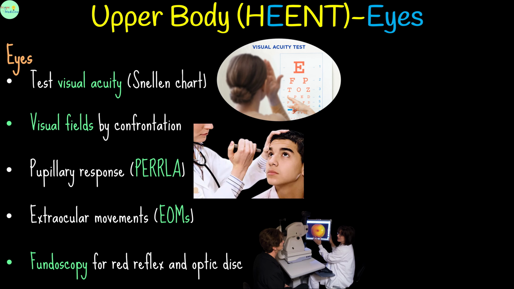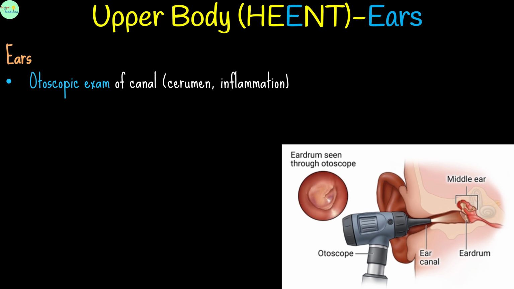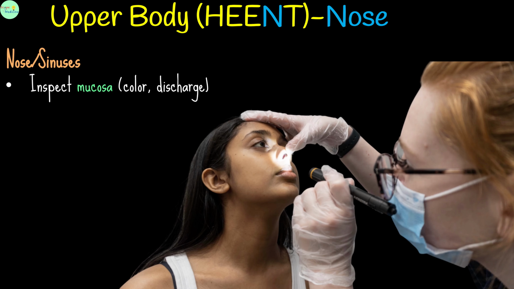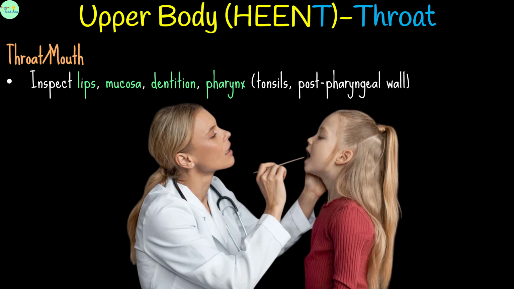optic nerve head. For the ears, use the otoscope to examine the ear canal for wax or redness and visualize the eardrum, noting its color, landmarks, and the cone of light reflection. For the nose and sinuses, inspect the nasal lining for color and discharge and press over the cheekbones and forehead to check for sinus tenderness. For the throat and mouth, inspect the lips, the inside of the cheeks, the teeth, and the very back of the throat, including the tonsils.